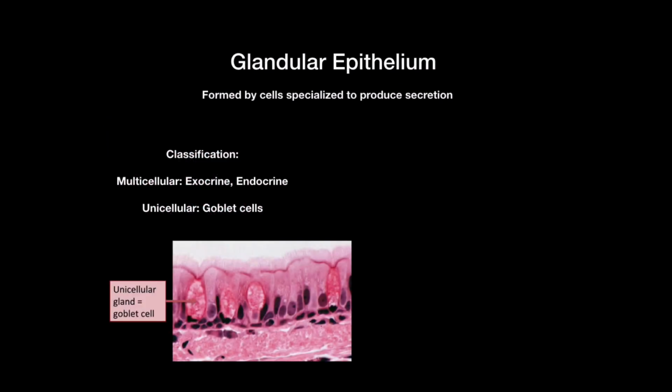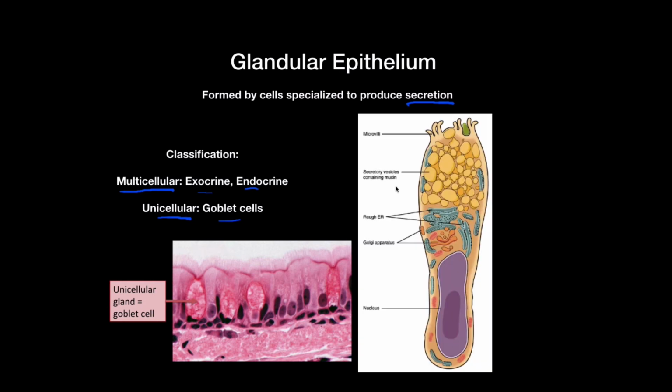Alright, and then we have glandular epithelia. Glandular epithelia is going to be formed by cells specialized to produce secretion. And we're going to mostly find glandular epithelium as two types. You're going to find them as multicellular, where exocrine and endocrine are examples of that. And you'll also find them as unicellular, as goblet cells. Remember, I talked about goblet cells when I talked about pseudo-stratified epithelium. And you're also going to find them in the intestines between the simple columnar epithelium.